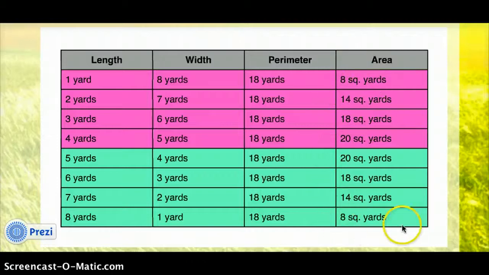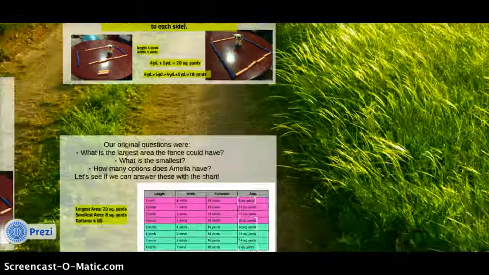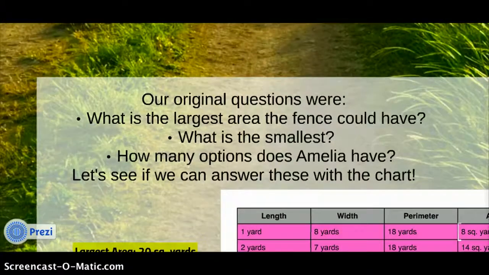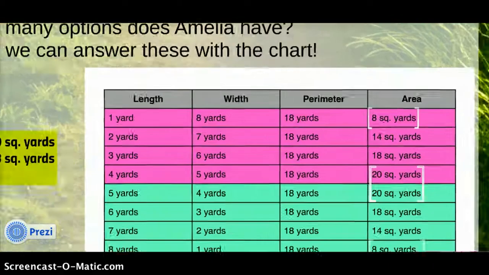So as we can see here, the area is the same as we go back down. So 20, 18, 14, 8, which was the same as we had here. So let's look at this guy here. Our original questions were, what is the largest area that the fence could have? What is the smallest area? And how many options does she have? So let's see if we can answer these questions with the information we figured out.